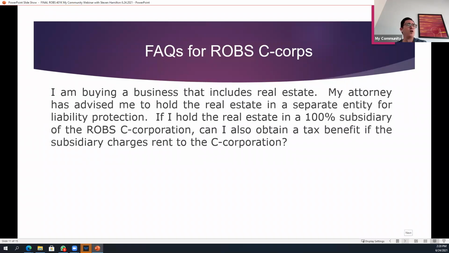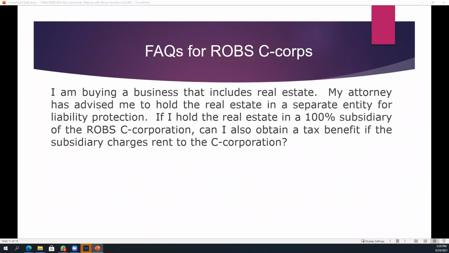Okay, great. So next one, I'm buying a business that includes real estate. My attorney has advised me to hold the real estate in a separate entity for liability protection. If I hold the real estate in a 100% subsidiary of the ROBS C Corporation, can I also obtain a tax benefit if the subsidiary charges rent to the C Corporation?